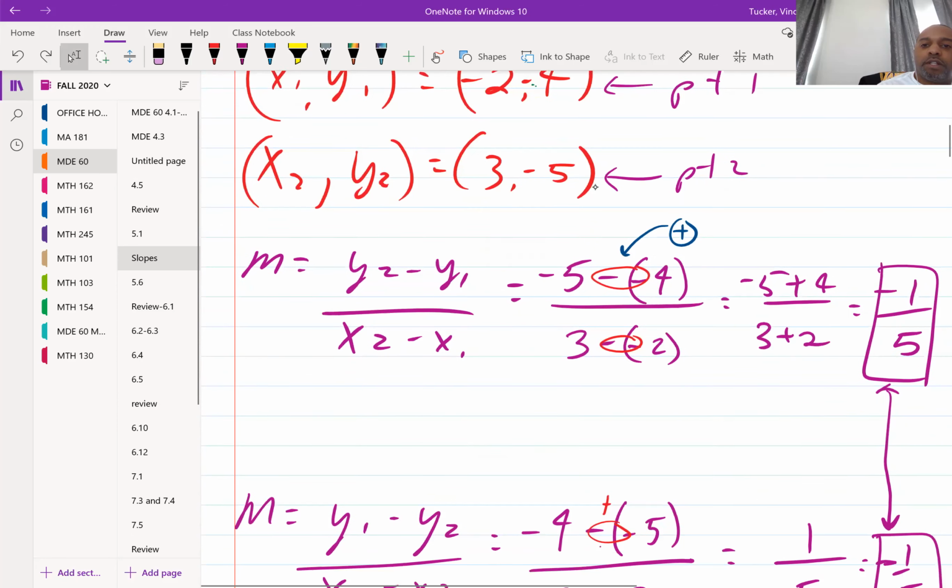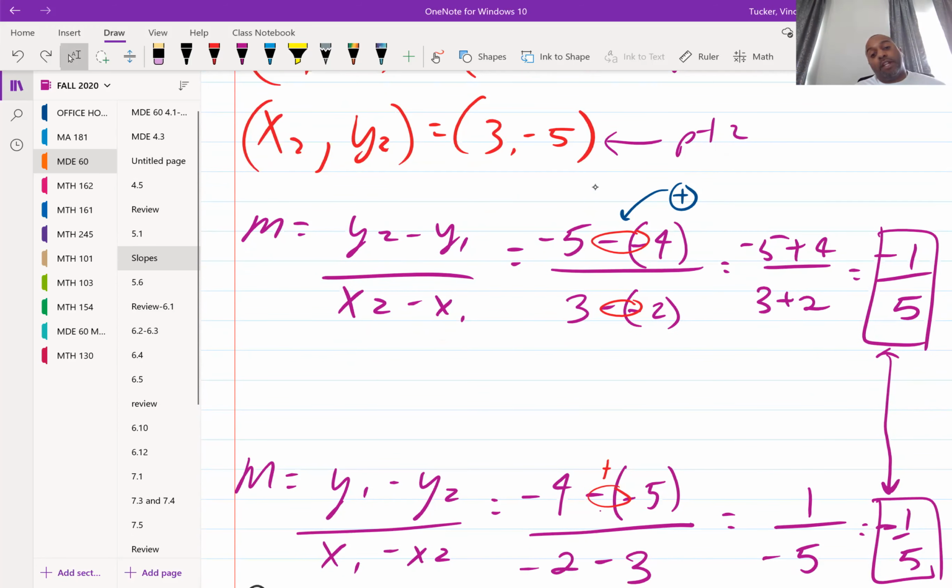All right, so looking at the next one. Same one, but doing it the other way. Remember I told you if you do it y1 minus y2 over x1 minus x2, you still get the same result. So this time we're plugging in -4 first, minus -5, over -2.